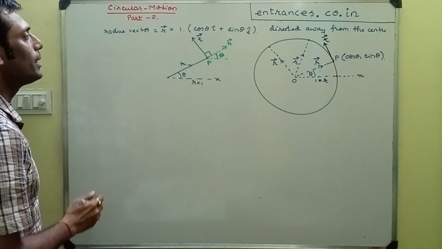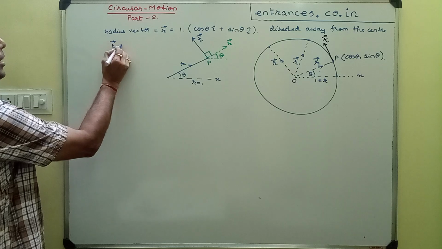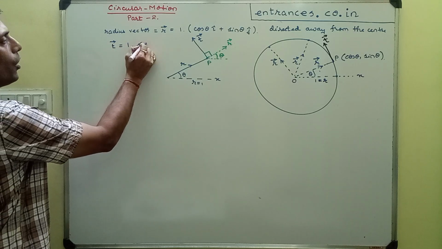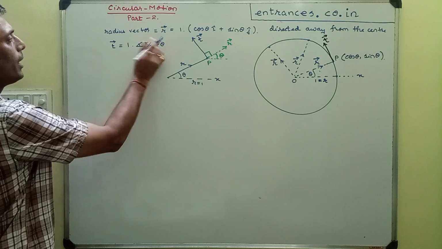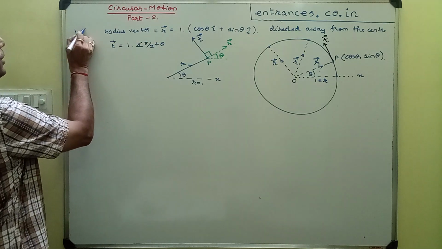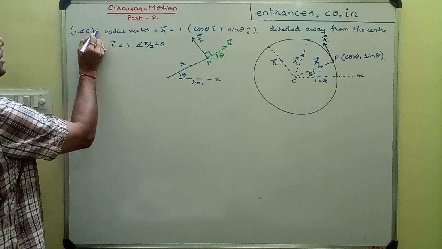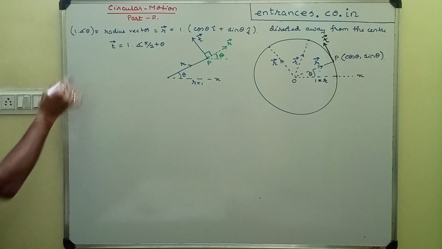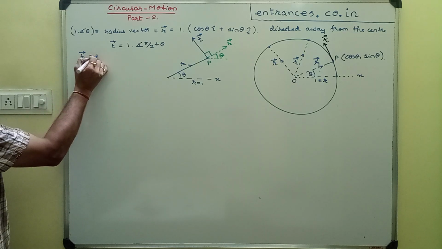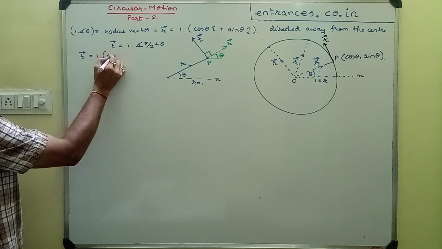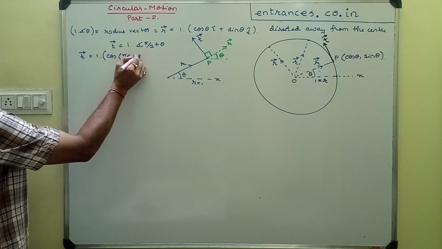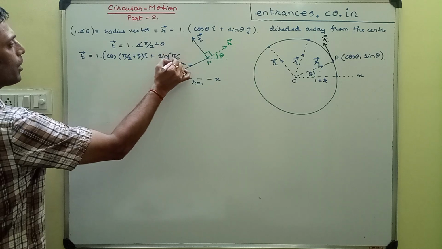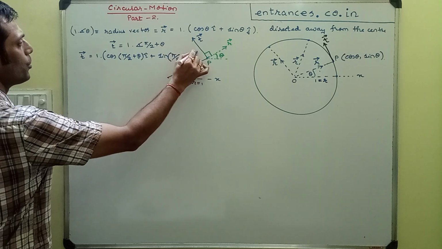So therefore, the tangent vector, if it has some magnitude, let's say 1 unit, has an angle of 90 degrees plus theta, like the radius vector is magnitude 1 unit and of angle theta. This is the equivalent polar definition for the radius vector. So that means the tangent vector can be defined as 1 as the magnitude into cos of pi by 2 plus theta i cap plus sin of pi by 2 plus theta into j cap.